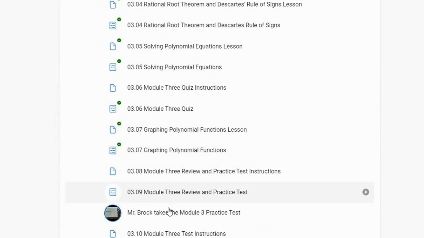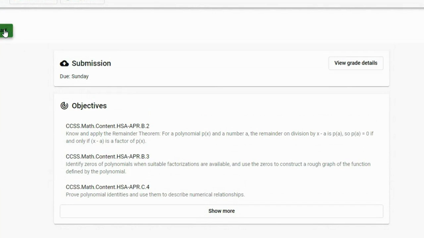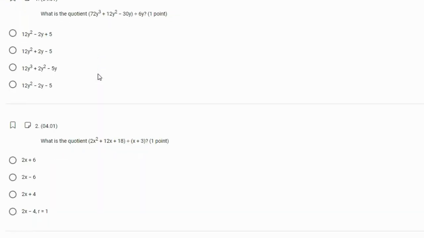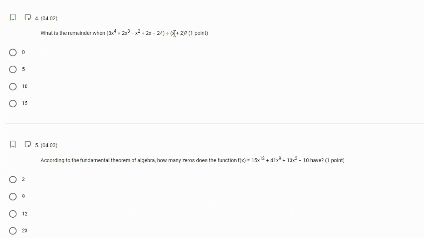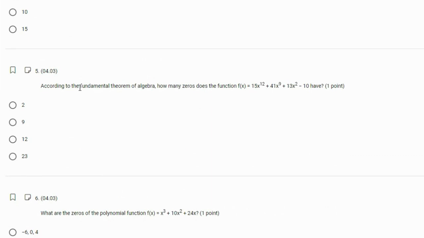And oh, looky there, Mr. Brock takes the Module 3 practice test. So you have the practice test. You can go through here and take it as many times as you want because it's a practice grade. What's the quotient when you divide this by 6y? What's the quotient when we divide this by x plus 3, divided by x minus 2, divided by x plus 2? According to the fundamental theorem of algebra, how many zeros does this function have?